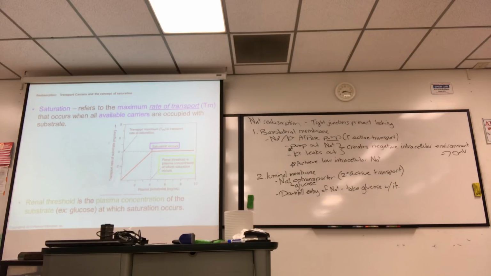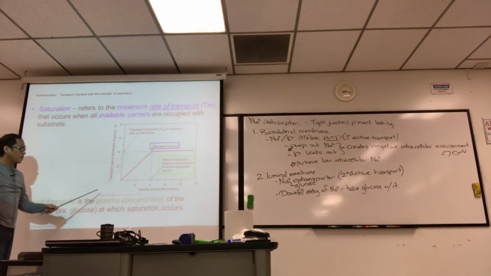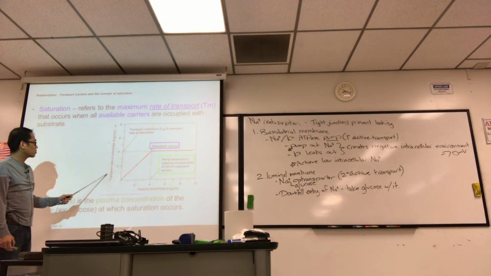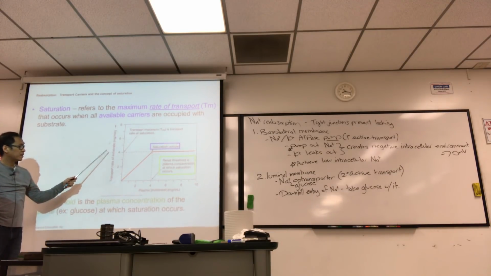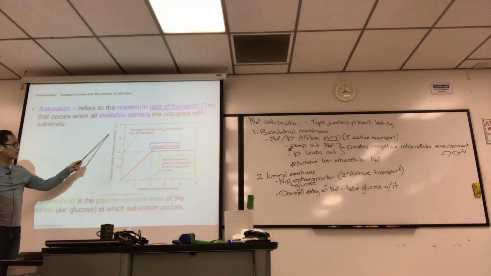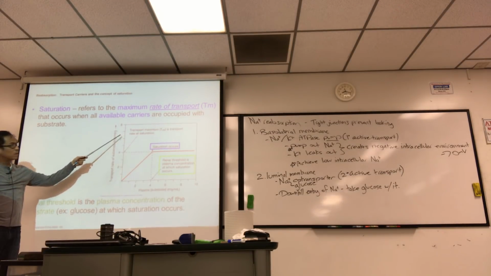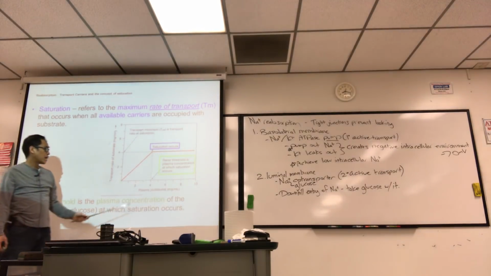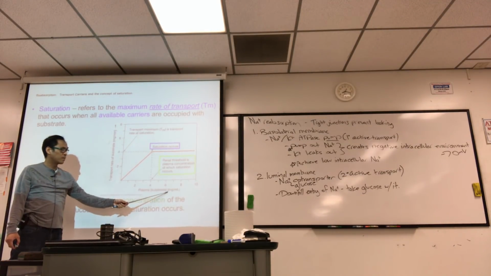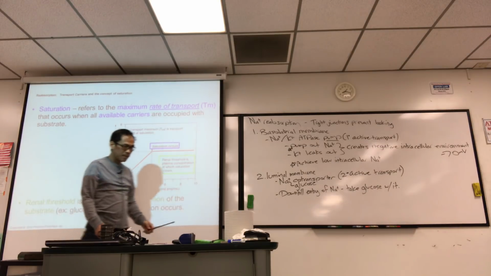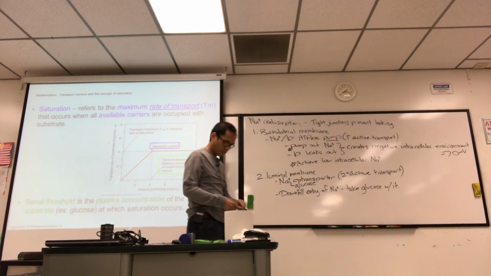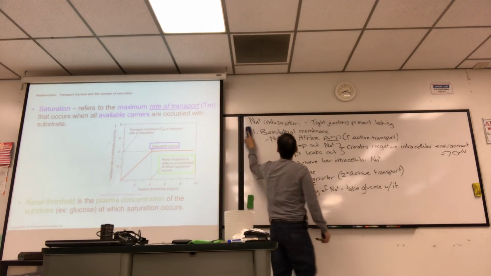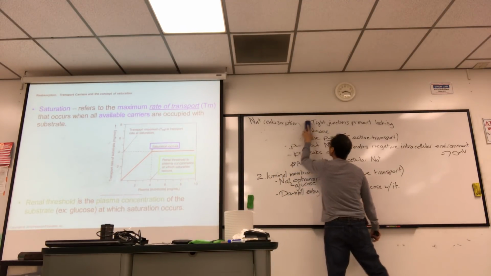What they do is plot the plasma concentration on the x-axis against the transport rate of the substrate in milligrams per minute on the y-axis. So this is the rate you're moving it, milligrams per minute, and this is the plasma concentration in milligrams per mL. Pay attention to the units and you'll avoid some confusion. So I'm still talking about reabsorption.